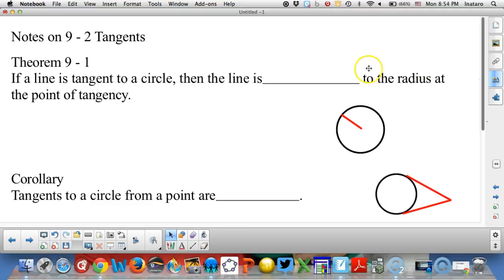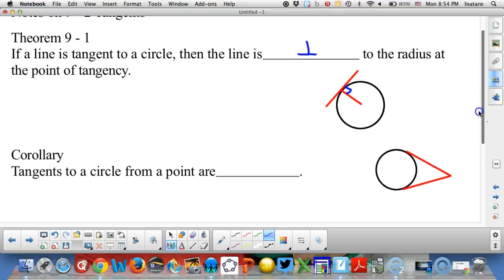So yesterday we learned that if a line is tangent to a circle, then the line is perpendicular to the radius at the point of tangency. So here we can see a radius, and let me draw a tangent. And if this was a tangent line to the circle, then we would have a right angle right here.